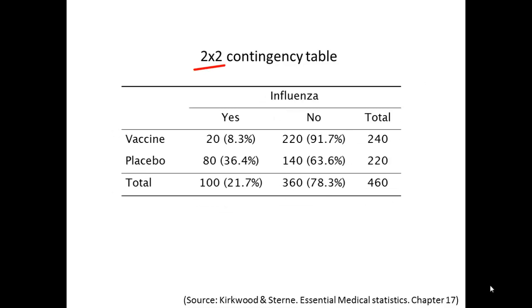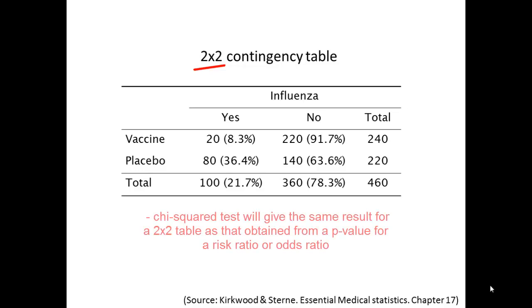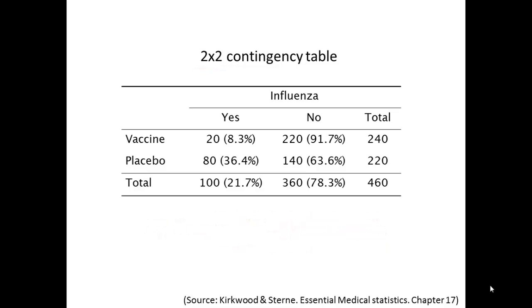In the case of a 2x2 table, a chi-squared test will give exactly the same result as a z-test for an effect measure such as an odds ratio or a relative risk. The chi-squared test is often called a test of independence because it assesses whether the distributions in the rows and the columns are independent, or whether knowing the value of one variable will tell us something about what the value of the other variable is. Now this is exactly the same as assessing whether the two variables are associated or not.